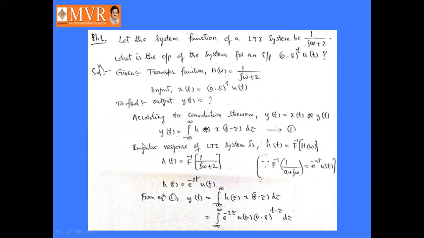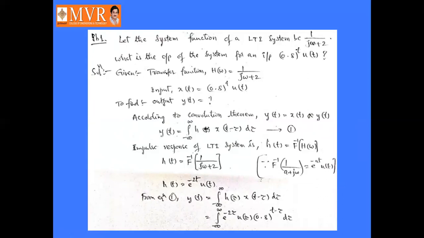Okay, so the impulse response of LTI system, h of omega, is given as 1 by j omega plus 2, but h of t is nothing but inverse Fourier transform of h of omega. We know that inverse Fourier transform of 1 by a plus j omega is e power minus at into u of t.